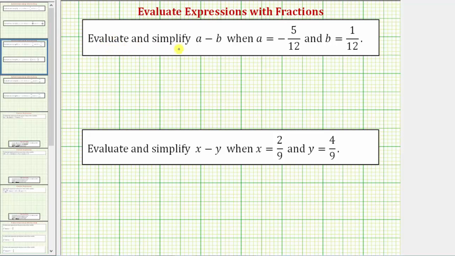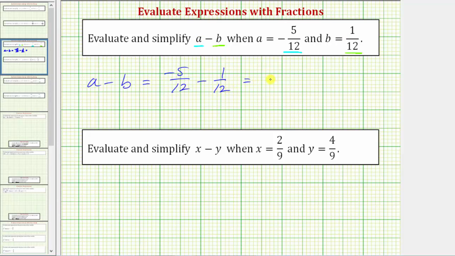We're asked to evaluate and simplify the expression a minus b when a equals negative 5/12 and b equals 1/12. For the first step, we'll substitute negative 5/12 for a and 1/12 for b, and then we'll find the difference. So the expression a minus b is equal to, when we write the fraction negative 5/12, to keep things organized, let's write the negative in the numerator. So we'll write negative 5/12 as negative 5 over 12, and then we have minus 1/12.